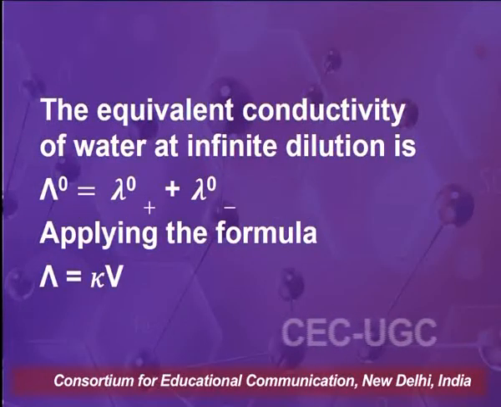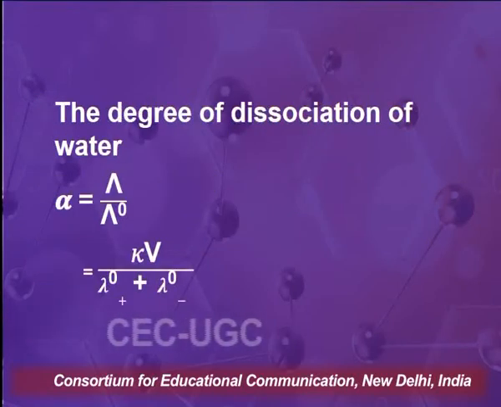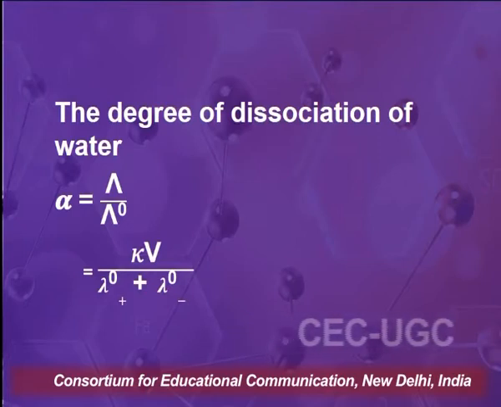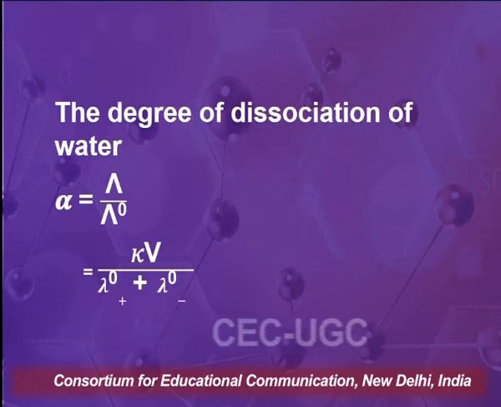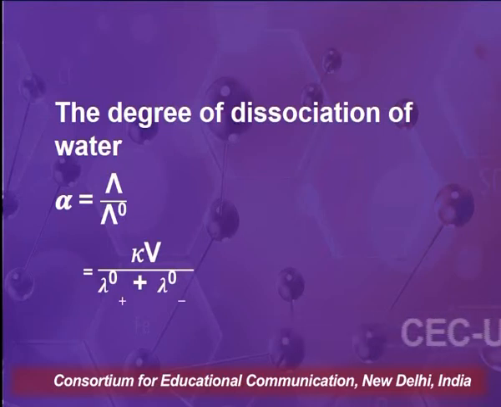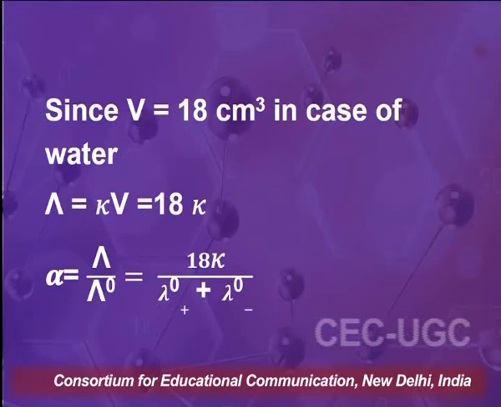The equivalent conductivity of water at infinite dilution is lambda naught is equal to lambda plus naught plus lambda minus naught. Applying the formula, lambda is equal to kappa into V. The degree of dissociation of water is alpha is equal to lambda by lambda naught. We can substitute both the values, lambda equal to kappa V, and lambda naught equal to lambda plus naught plus lambda minus naught. Alpha is equal to kappa V divided by lambda plus naught plus lambda minus naught.